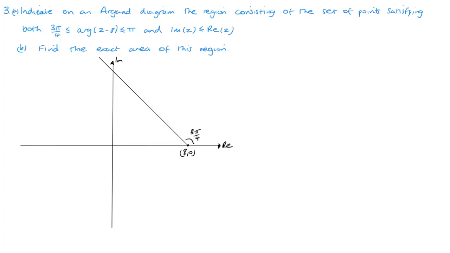Now, imaginary equals real is going to be this line here, basically y equals x. Oh, should have done that in black, doesn't matter. And then imaginary less than real is going to be below that. So this is now the region that satisfies them both.